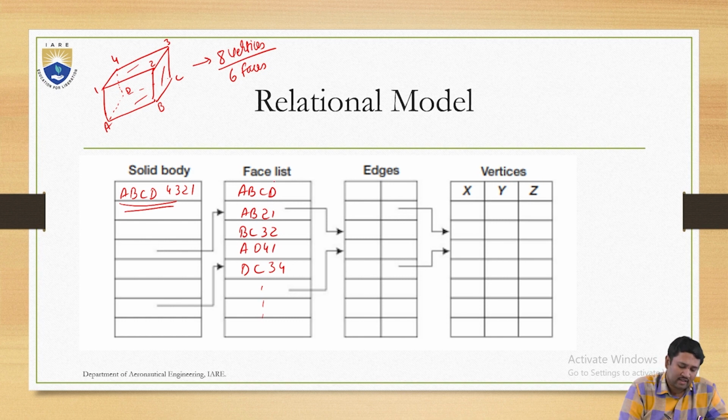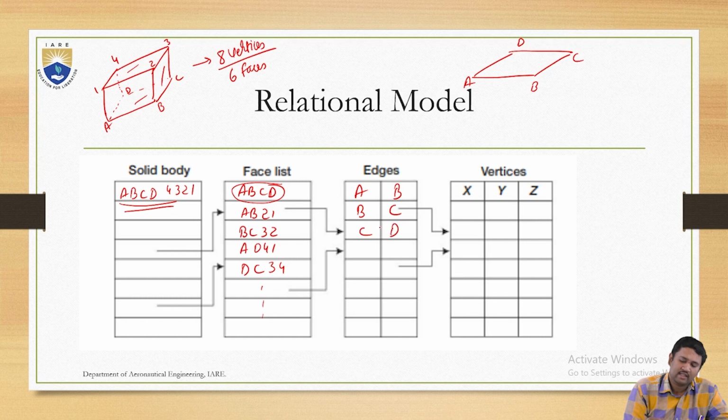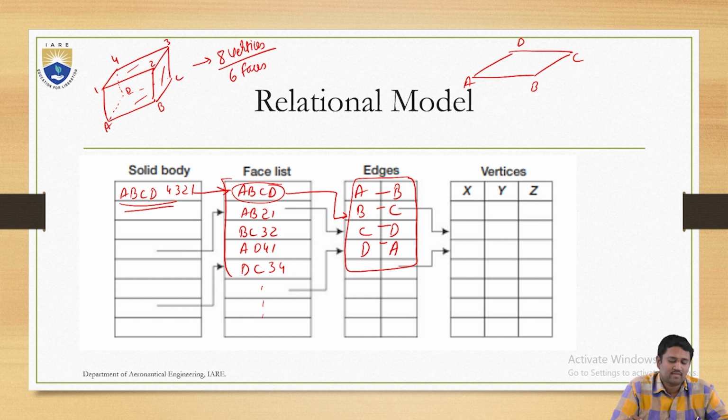Now, in order to make this face, whatever the space we have taken, A, B, C, D, what are the vertices or edges that are necessary? From A to B is 1. Next, B to C is second. Next, C to D is third. Next, D to A. These are your edges or lines that are needed in order to develop a complete plane, which is your surface.